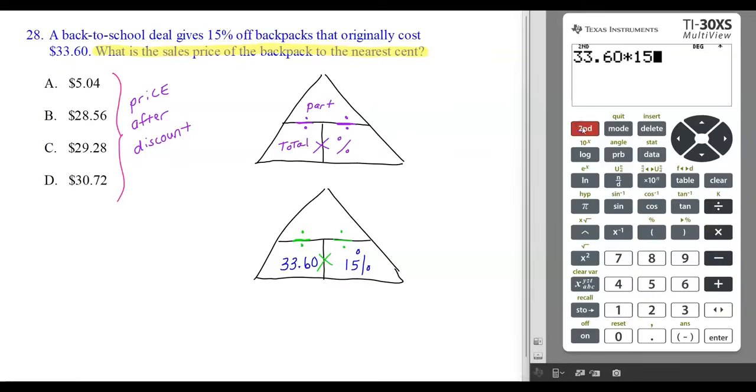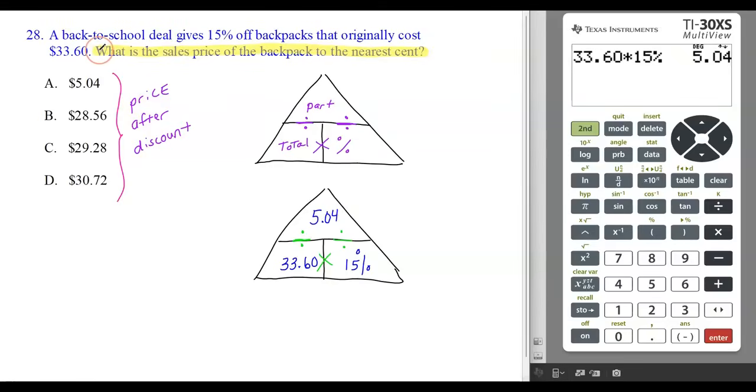Just hit your green button. Now all the symbols above the buttons are in play. So second parenthesis. You can see the percent symbol was added in there. Hit enter, and I get 504. Now this represents the part or the discount. It's not asking for the discount. It's asking for the price after the discount.